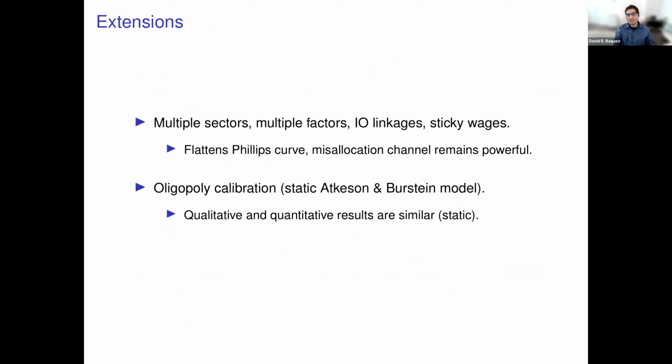And then in the paper, there's some extensions to having multiple sectors, multiple factors, input-output linkages. These are things that people in this room are interested in. So you can do it with those things. You can also do this stuff with oligopoly if you prefer. Like an Atkinson-Bernstein model would generate the same kind of covariance between pass-throughs and the level of the markup. And that's the key. The Kimball is sort of just the device to get there.